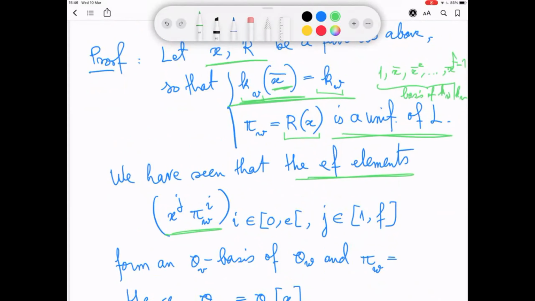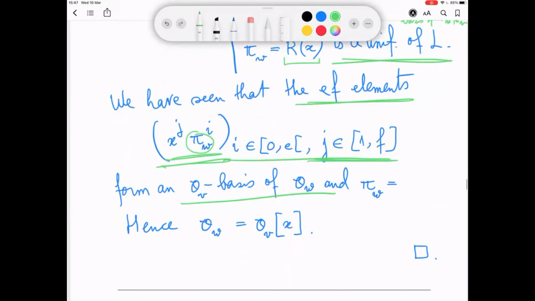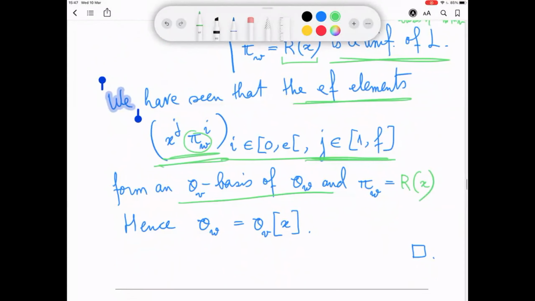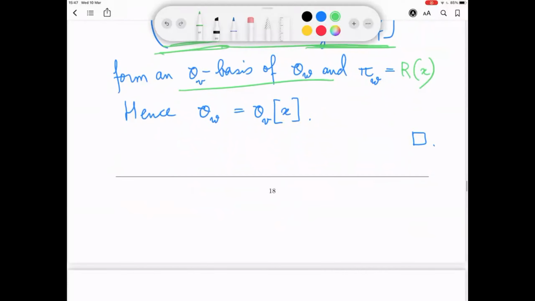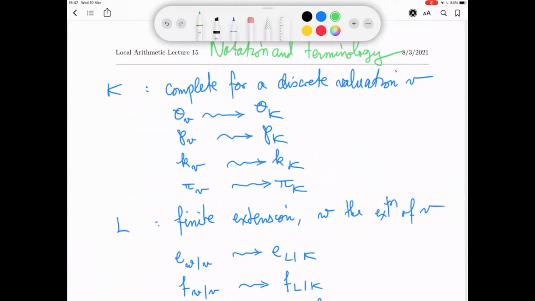Or instead of this, I could also take X bar up to X bar to the power F, and this will come to the same. Okay, so they'll form a basis, and now I have this uniformizer, and we have proved earlier that these EF elements form a basis of this OV module OW. Here it should have been R of X, right. Okay, so that proves this lemma.